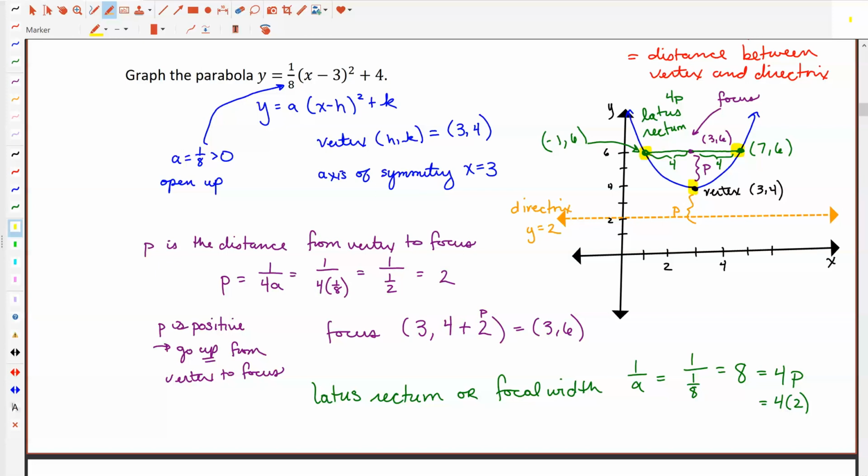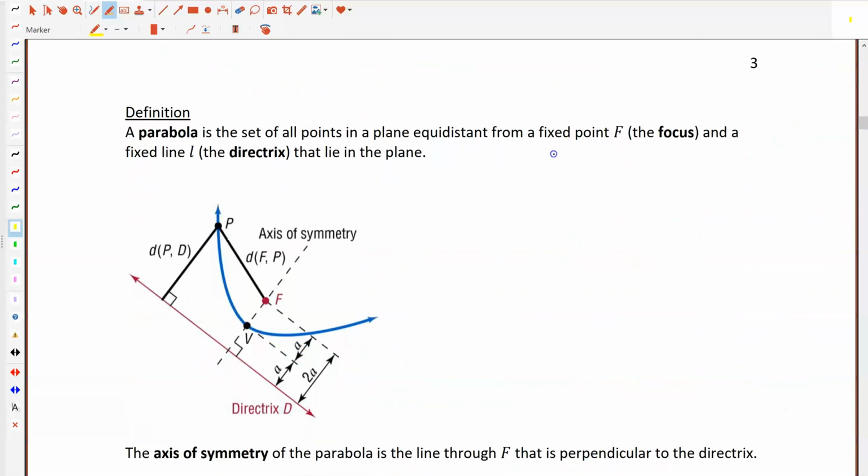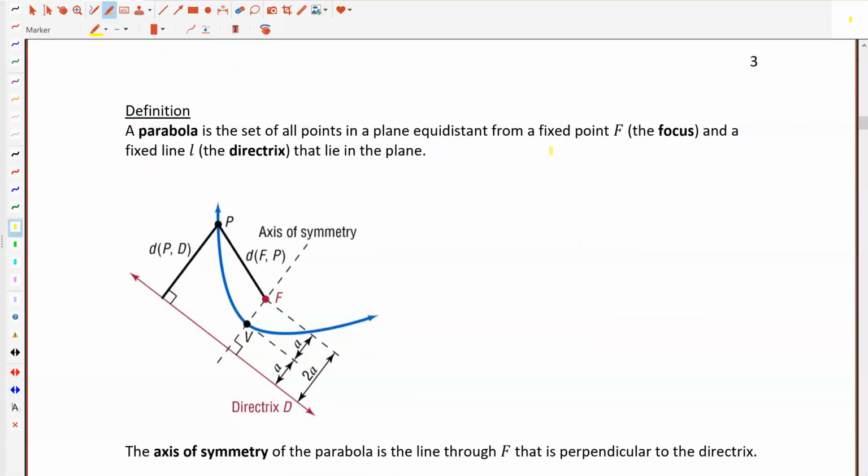All right, so that was a lot, but I wanted to show you what's going on with what we were seeing before and the new ideas we're introducing as we analyze parabolas in a slightly different way. Before we look at some examples, let's summarize everything we've been seeing, and then we'll apply it in a couple of problems. Our formal definition of a parabola, as viewed from the point of view of a conic section, is the set of all points in a plane equidistant from a fixed point F called the focus, and a fixed line L, the directrix, that lie in the plane. This idea about equidistant, that it has to be the same distance from the point to the focus and from the point to the directrix, is a big idea.